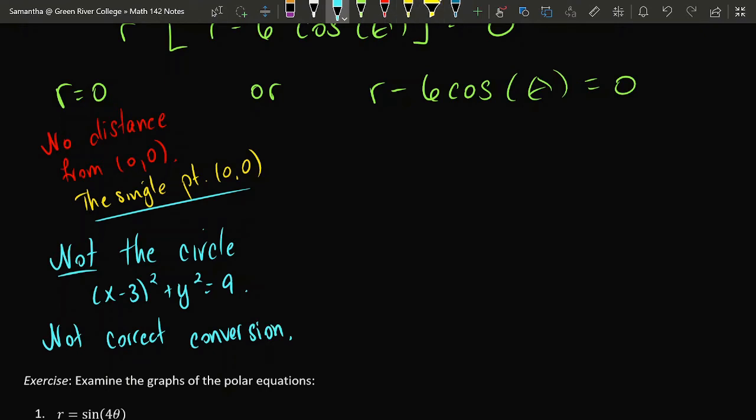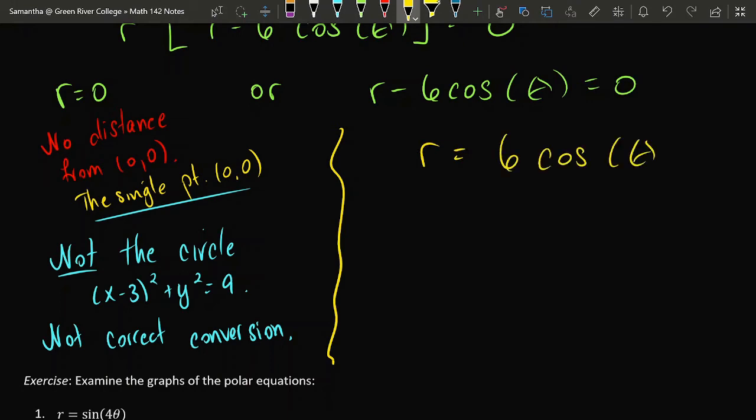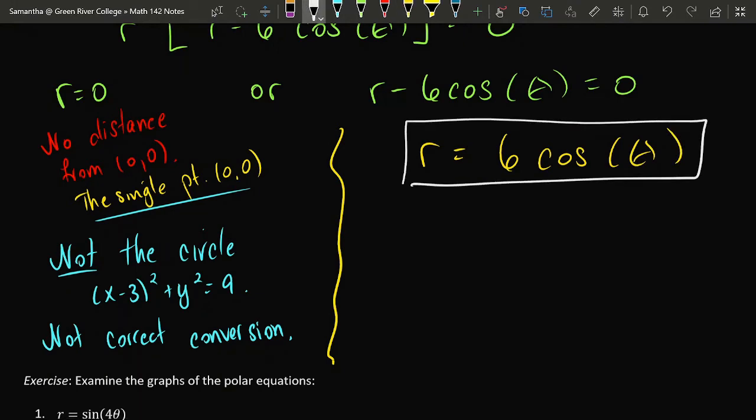Instead, the correct conversion to polar coordinates is given by this r minus 6 cosine of theta on the right side. This can be expressed as r equals 6 cosine theta. Not quite as simple as the equation for circles centered at the origin in polar coordinates, but still pretty simple, especially when compared to the Cartesian equation that we started with.